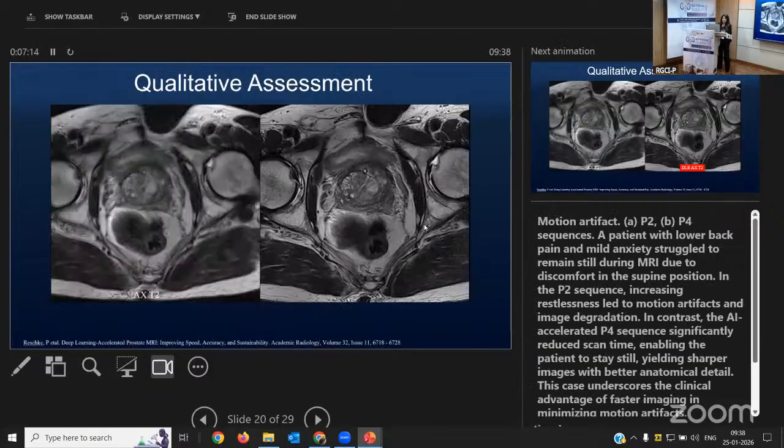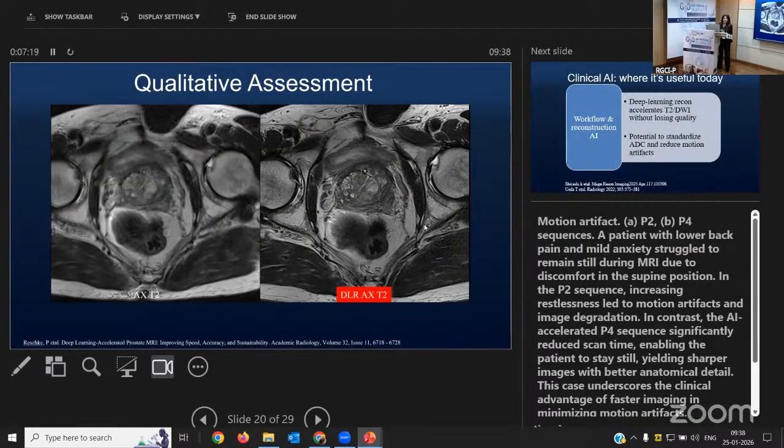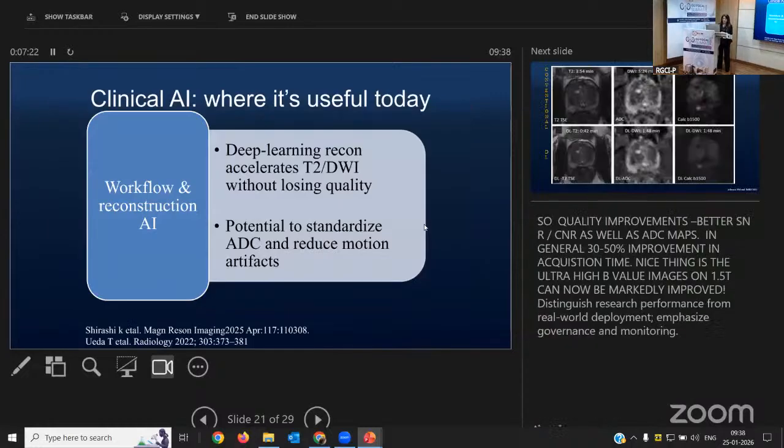This is a patient who had back pain and spine surgery and was moving a lot. With the DLR, you can see faster acquisition, and better images. So we don't need to worry as much now, but these are the newest scanners that have this. Fortunately, all major vendors have this now, and we're using this clinically right now.